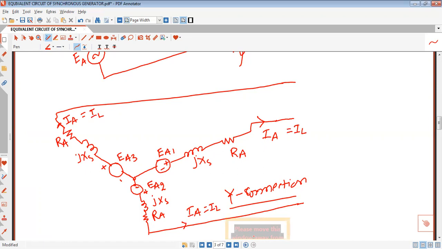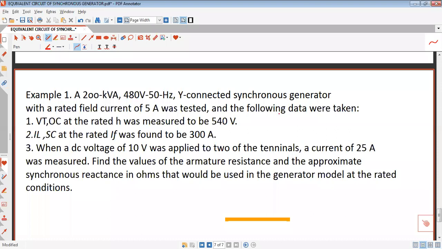Next, I will look at one numerical problem that I already discussed. It is based on the tests on the synchronous machine, the open circuit and short circuit tests and determination of XS, which I already discussed in video part number 1, whose link is also shared here. This problem is based on different types of measurement.